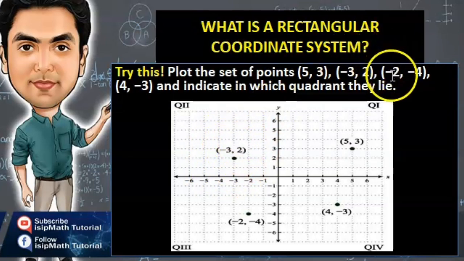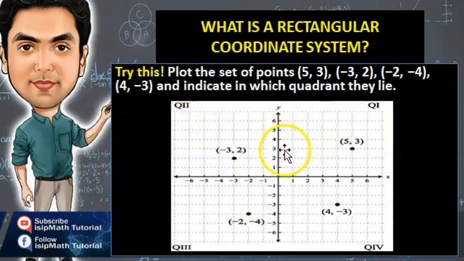And for our next point, (-2, -4). Our x is negative 2. So, ito po yung x. 1, 2. Okay, and our y is negative 4. Pababa, 1, 2, 3, 4. Ito po yung point. (-2, -4). So, nasa quadrant 3 po siya. And our last point is (4, -3).